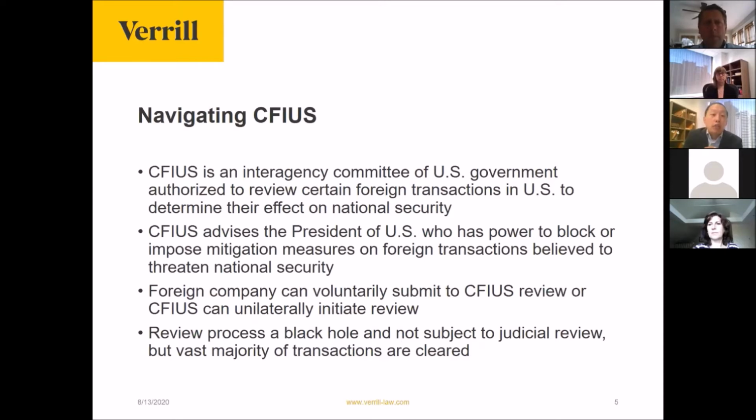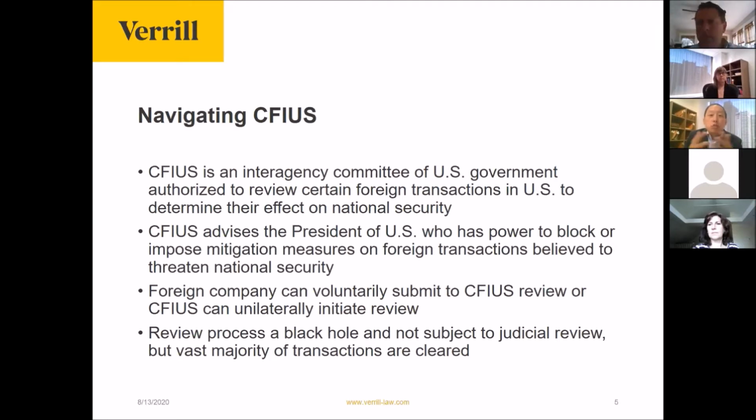One barrier that's different for foreign companies, however, is CFIUS, and CFIUS is becoming an increasing area of focus for foreign companies. So what is CFIUS? CFIUS is an interagency committee of the U.S. government. It's comprised of reps from, I think, 16 different departments, chaired by the U.S. Secretary of the Treasury, and it's authorized to review certain foreign transactions in the U.S. to determine their effect on national security. CFIUS advises the President of the U.S., who has the power to block or impose mitigation measures on foreign transactions believed to threaten national security.